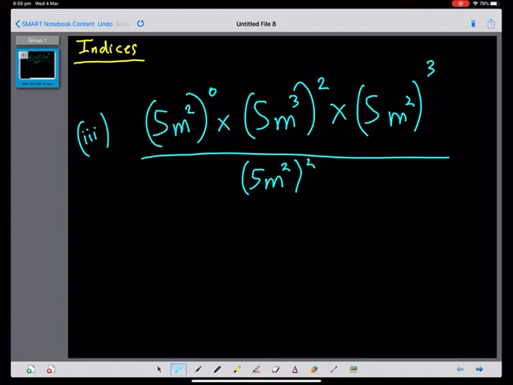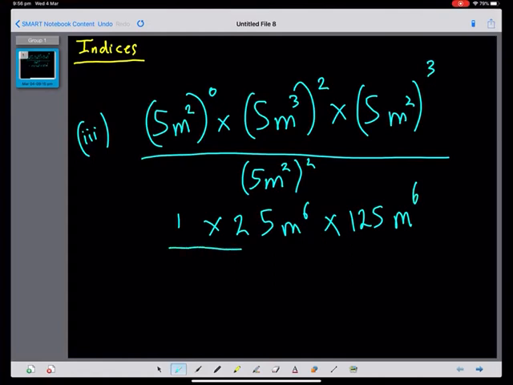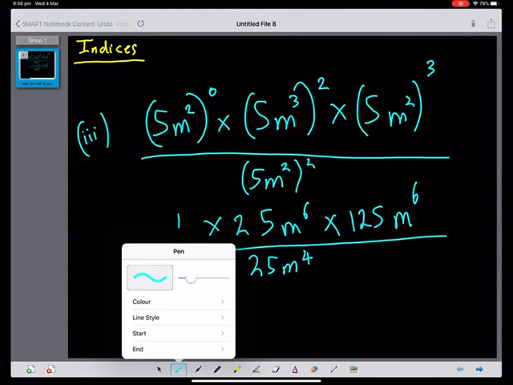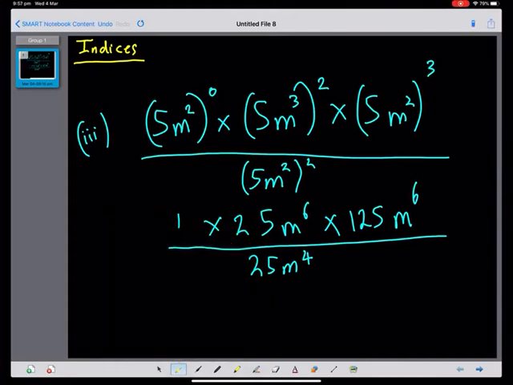So anything to the power of 0 is just going to be 1. Okay, 5 squared is 25, and we've got m to the 6. We've got 5 cubed, which is 125, and then we've got m to the 6, all over 5 squared is 25, m to the 4. Okay, so we could multiply 25 by 125, but we've got a division here. So we can just cancel out the 25s.